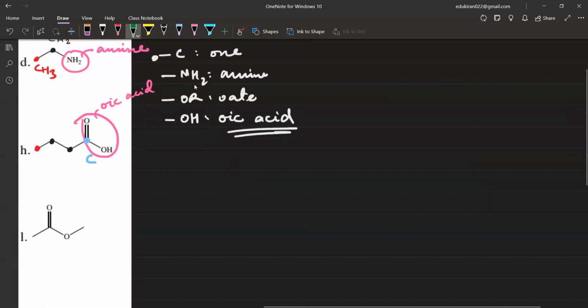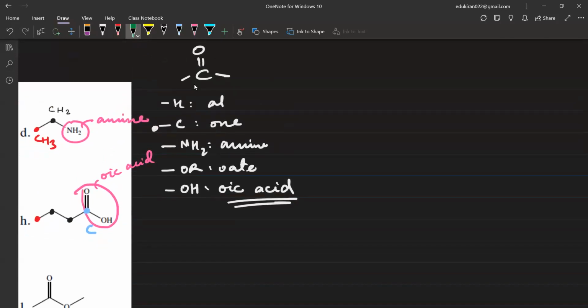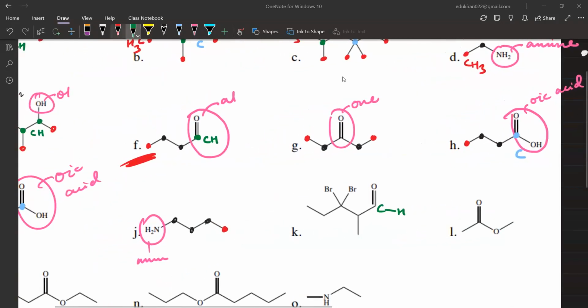So what will be the functional group? If carbon is attached to hydrogen, if the carbon with double bond is attached with hydrogen, then what is the functional group here? Yes. You got it now? Yes or no, please tell me.